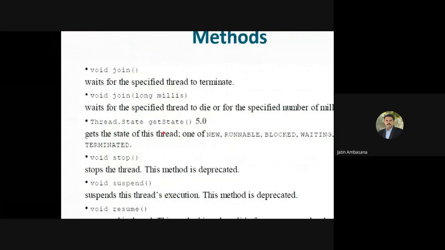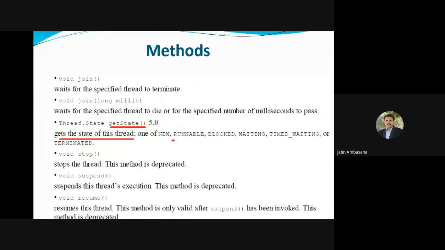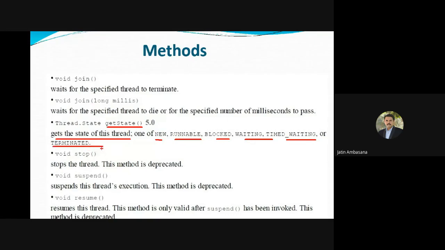Then comes getState. It will give you the state of the thread. Let's get the state of the thread, and it can be new, runnable, blocked, waiting, timed waiting, or terminated. Now these came in Java 5. These states were not there before Java 5.